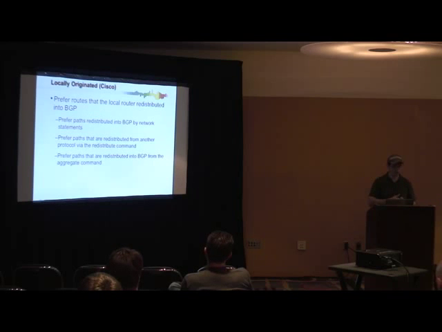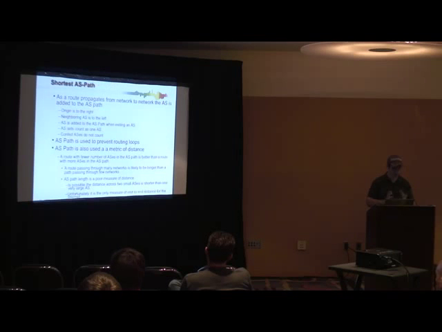On Cisco, routes that are locally originated and redistributed into BGP are preferred. So that includes the network statement on the local router. That includes routes that are redistributed from another protocol, like static or connected. And that includes routes that are created through the aggregate command as well. Juniper doesn't really redistribute from one protocol to BGP locally on the box, so it doesn't really apply.